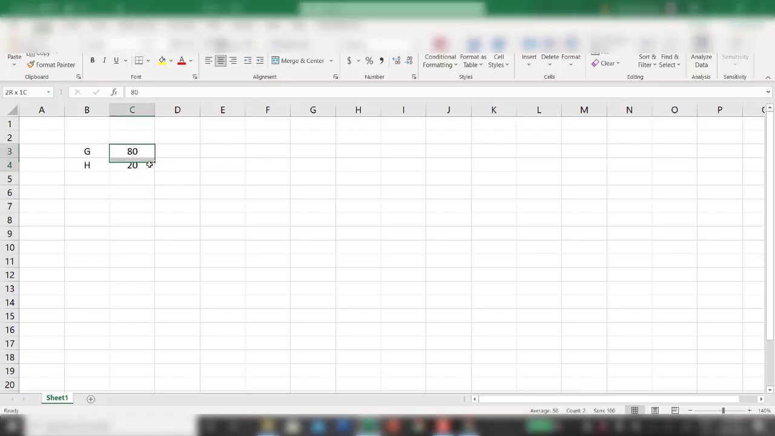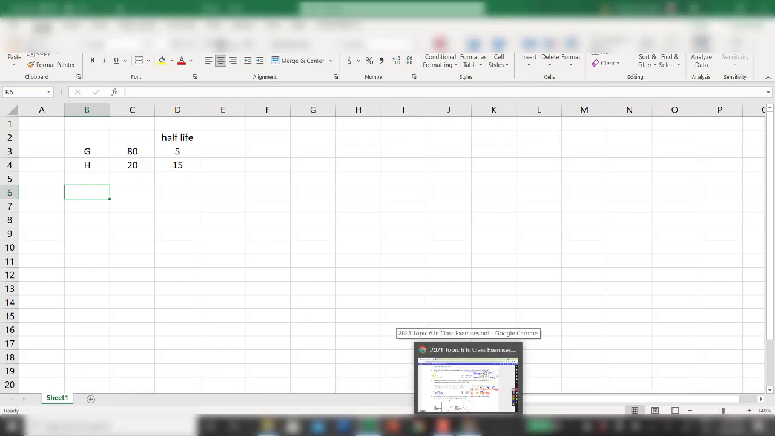So I can just divide. I can just give a random number, and then I can just input the half-life as well. So let's say the half-life of G is given to be 5 minutes. So I'll just put a 5 and 15 here. Again, let me just centralize them to make it look nicer. 5 and 15. And then what I'm going to do now is create the formula.